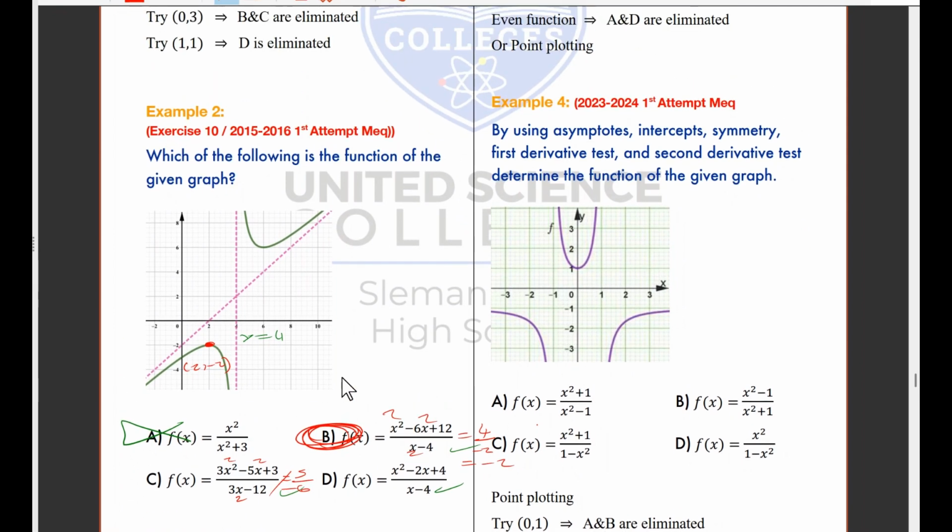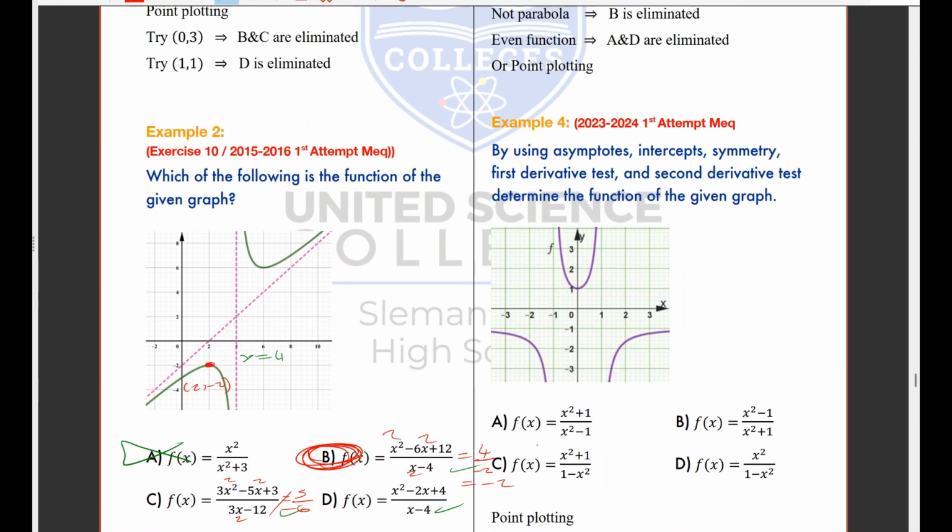Okay, one last question. I see an even function here. They are all even, so it will not help me to solve the question. Let's try a point. I see a clear point here, which is 0, 1. Let's use 0 in the options and see what the result is. Option A is false. Insert 0 for x, it will give me -1, which is false.